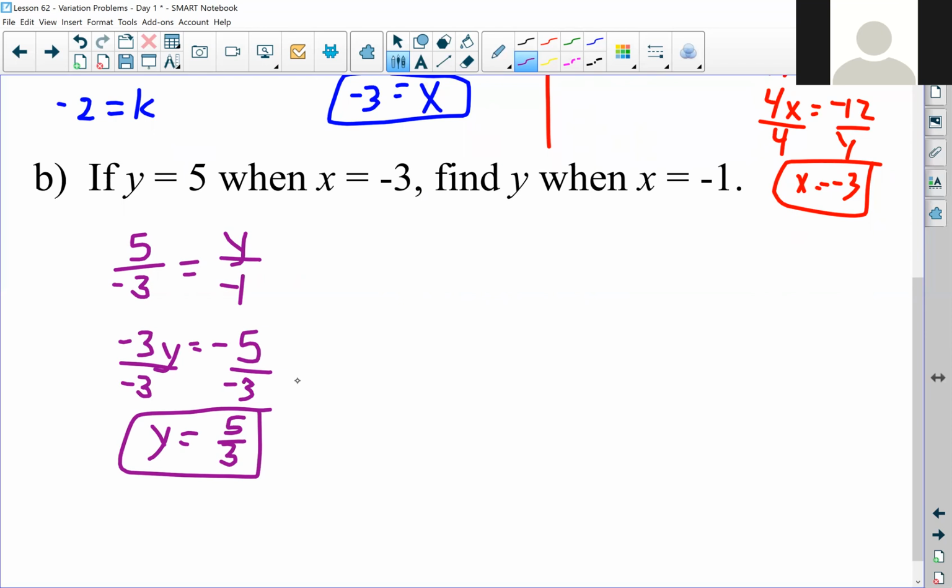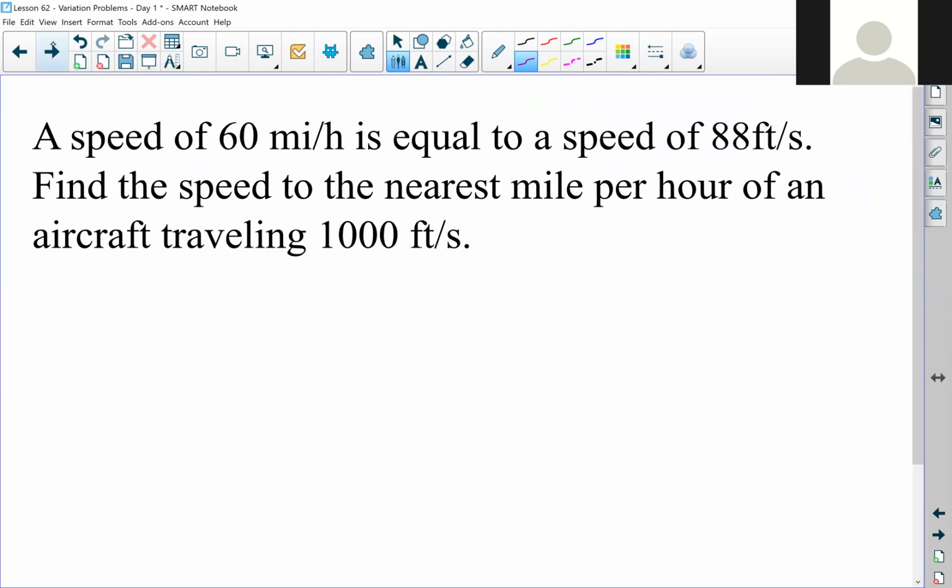Then we get to everyone's favorite, word problems. Yay! And with direct variation, it's very similar to unit conversions. So the speed in miles per hour is, it should say, directly proportional to the speed in feet per second. Find the speed to the nearest mile per hour of an aircraft traveling 1,000 feet per second.